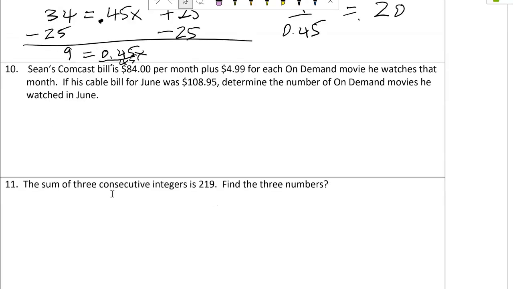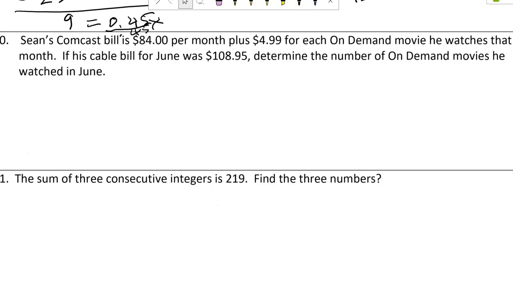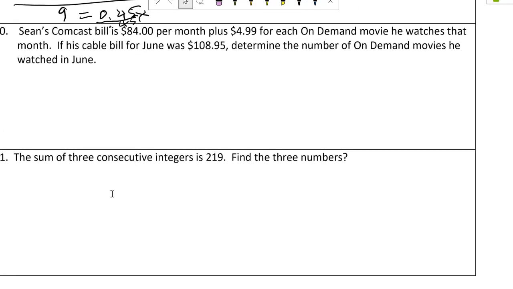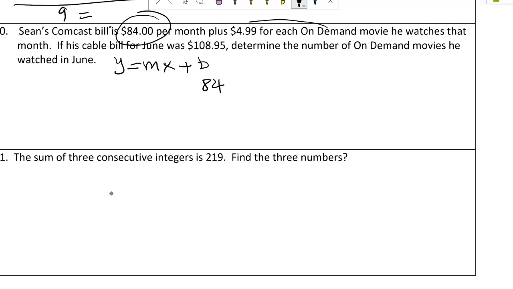Okay, I'm going quick because these videos cannot be over a certain length. Here we go. Sean's Comcast bill. This is a similar kind of question. It's another one of those y equals mx plus b. Just find the fixed amount and stick it in here. So they're telling you right here, his bill is $84 a month. So I think that's the fixed amount. And then for each movie he rents, it's another 4.99. So let's put that here.